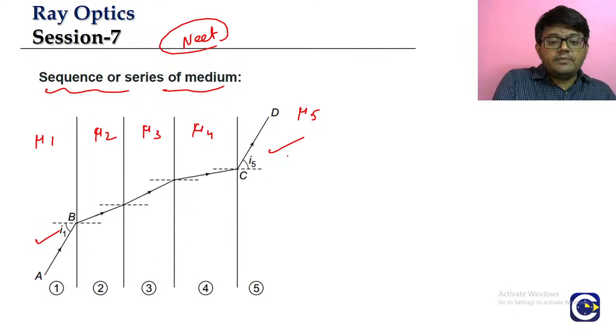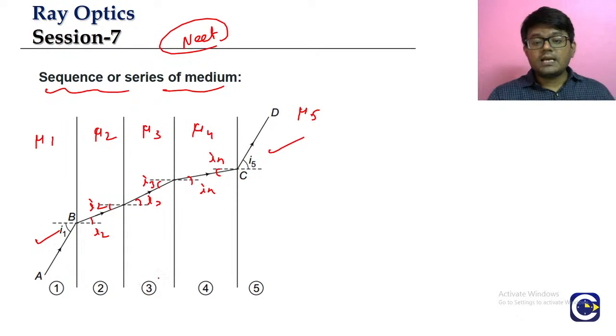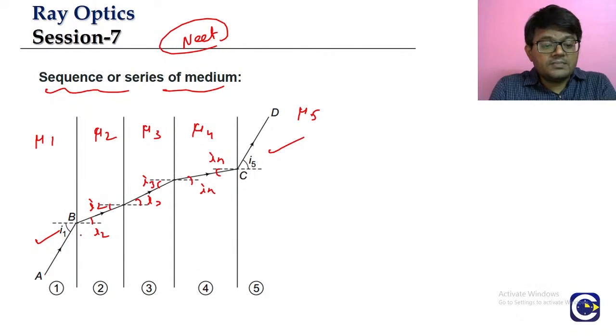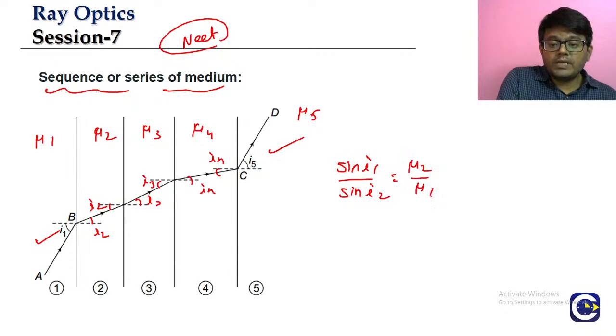can we know the relation between I1 and I5? I1 means the angle in the first medium. I2 will be the angle in the second medium, I3 the angle in the third medium, I4 the angle in the fourth medium. So we will be able to know the relation between I1 and I5. How? One by one, we will go through each medium. First medium to second medium, there is a refraction. Here what will be the relation? Sin I1 by sin I2 will be equal to mu2 by mu1.